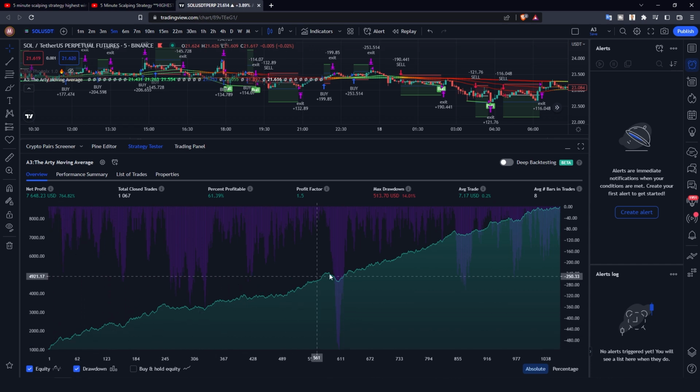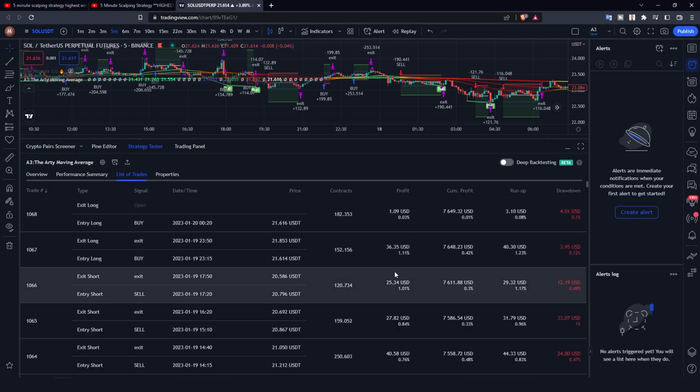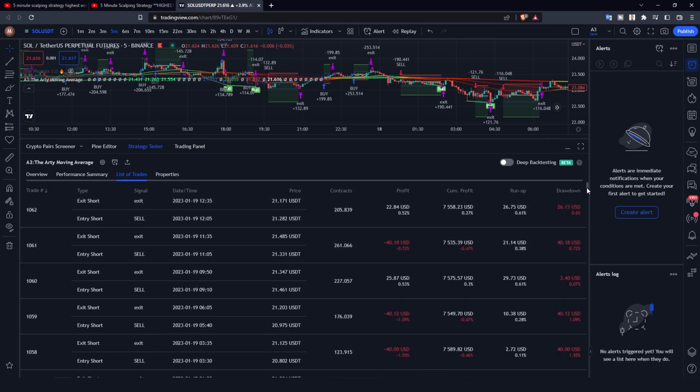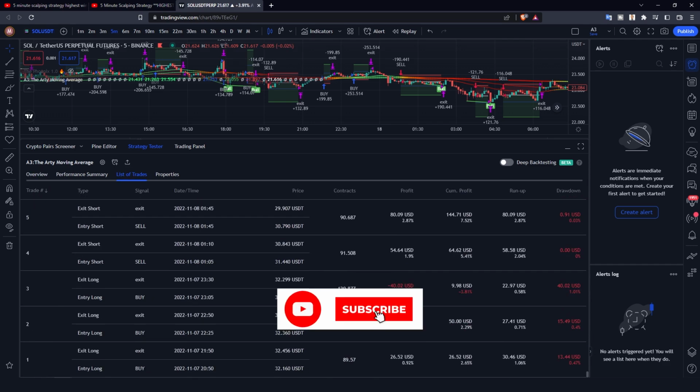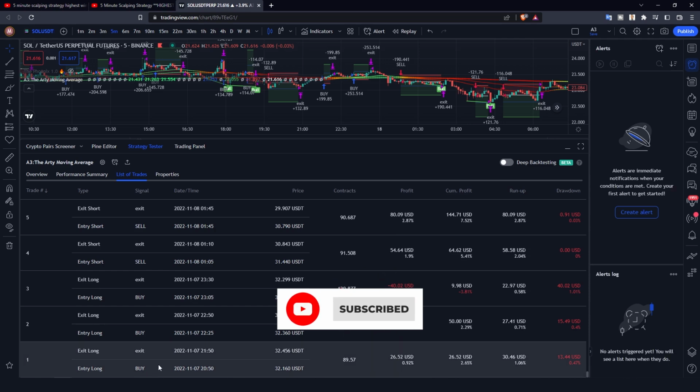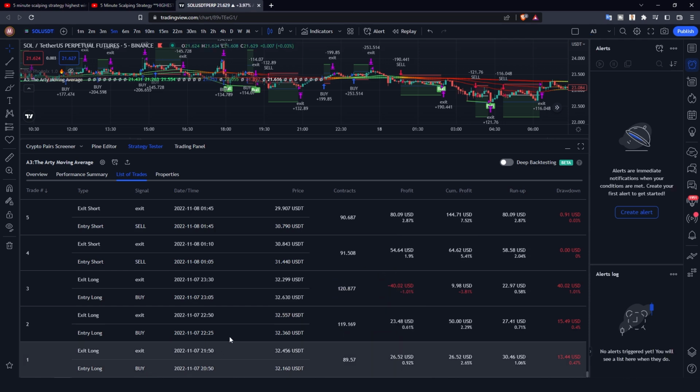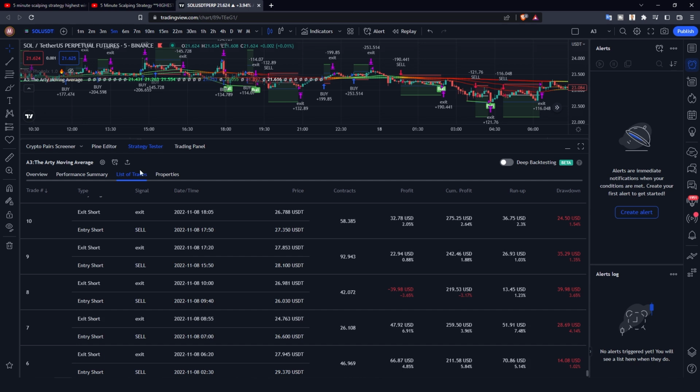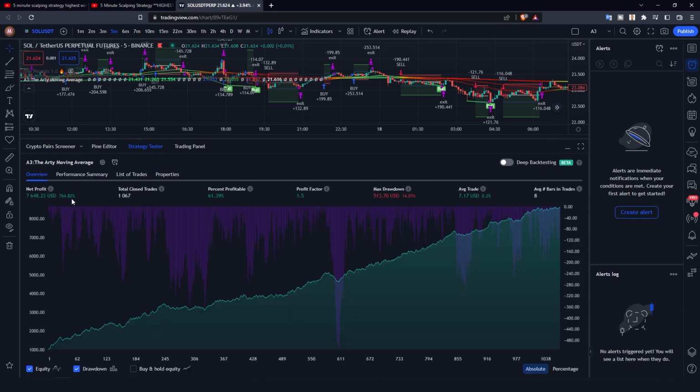Without any exaggeration, you can have a good profit. This is 5-minute time frame, and we have the list of trades on this part for 1000 trades. This is November 7, and this is for 75 days of trading. And this strategy gives a wonderful overview.